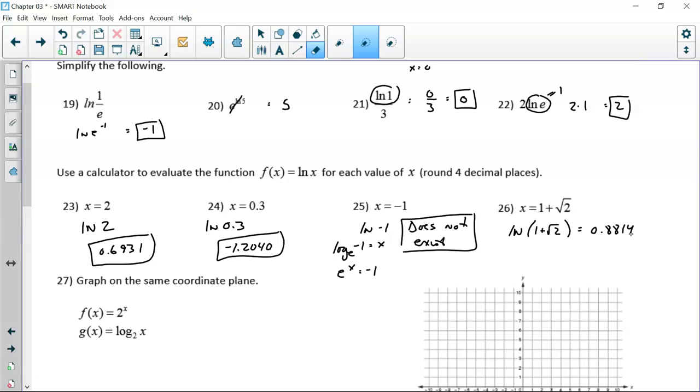Okay, so log is the inverse of an exponential. That's the thing to keep in mind. Log base 10 is also known as the common log, which is just log. And the natural log is log base e. I will see you in the next part, and we'll talk about graphing these.